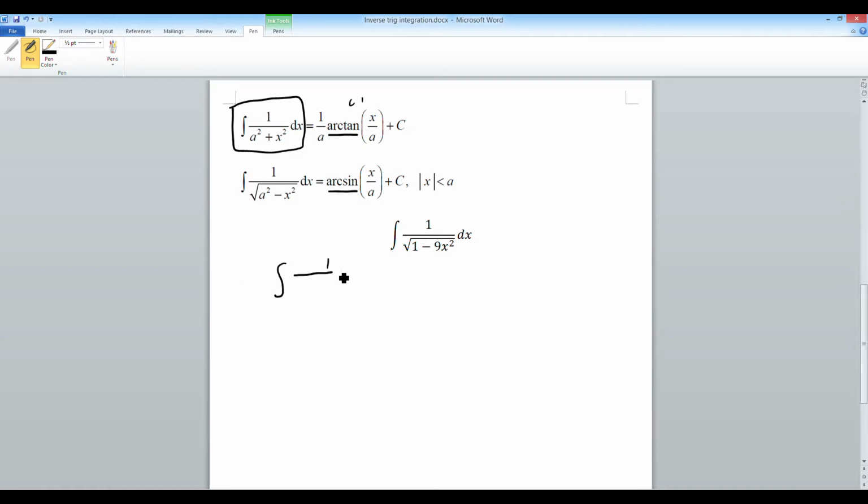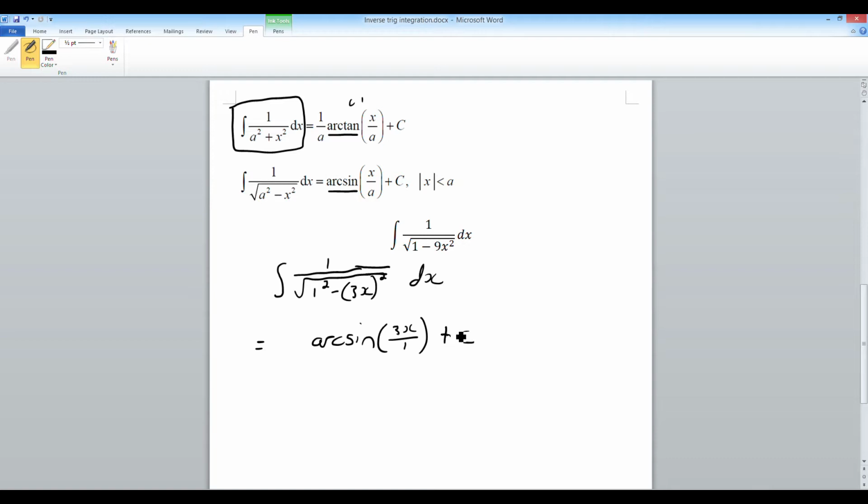So I will say, of course, my identity states that a squared. So this one I know is 1 squared. That's straightforward and simple. Then x squared, whatever is written here in x should be squared. So 9x squared I can say will be 3x squared, because 3x squared is going to give me 9x squared dx. Then the integral states that this is arc sine x over a. So I can say arc sine of x, in this case 3x over a, which is 1, plus c.